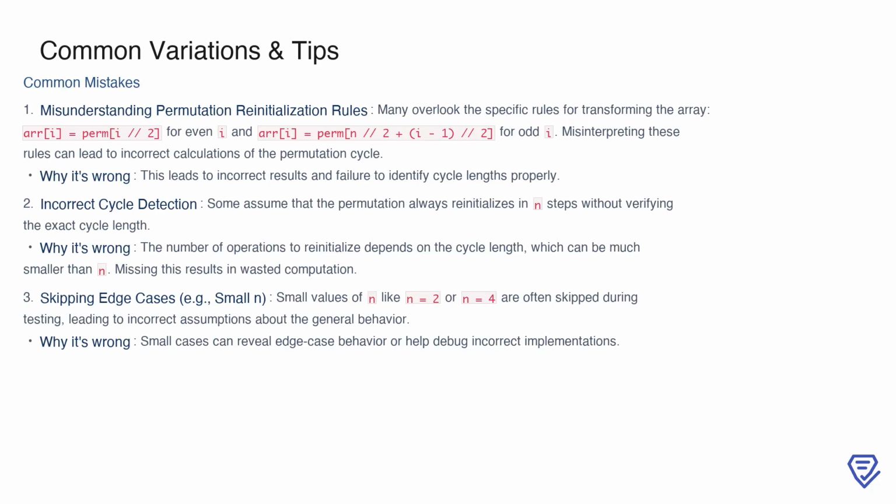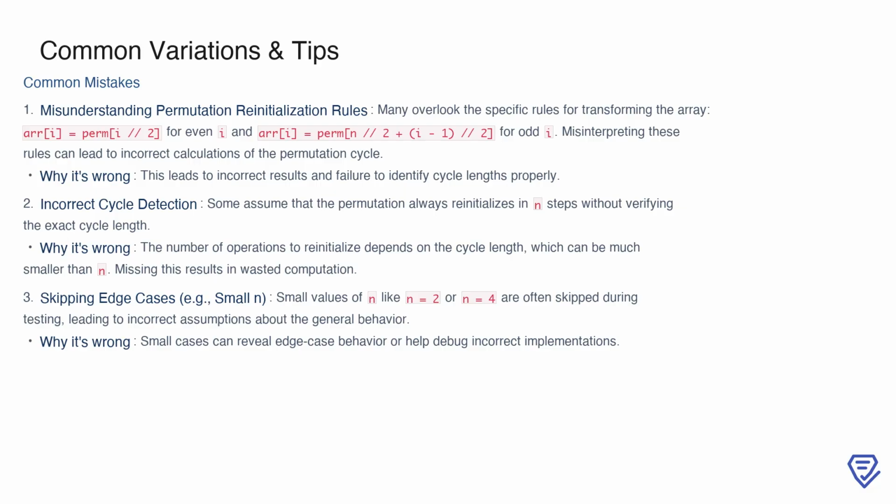When working on this problem, one common mistake is misunderstanding the rules for reinitializing the permutation. Remember, for even indices, the transformation rule is arr[i] equals perm[i // 2], and for odd indices, it's arr[i] equals perm[n // 2 + (i - 1) // 2]. Misinterpreting these rules will lead to incorrect computations and can completely throw off the process of identifying the permutation cycle.